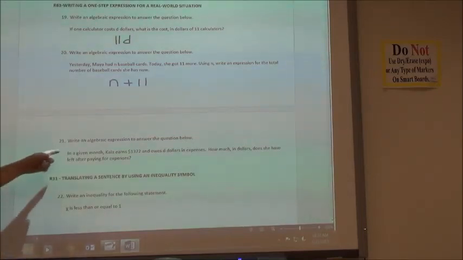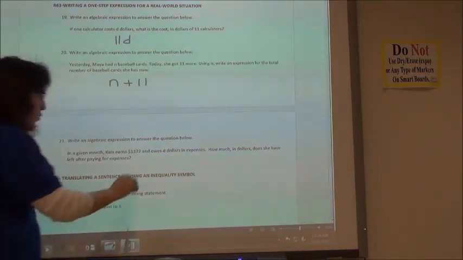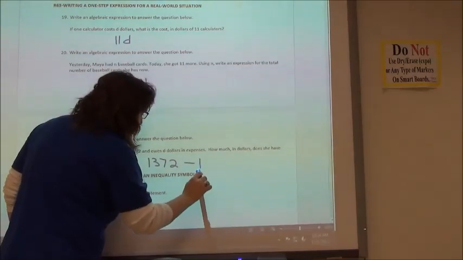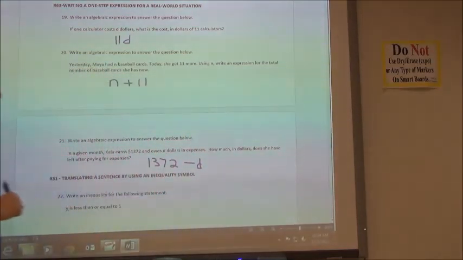So number 21 says, in a given month, Kayla earns $1,372 and owes D dollars in expenses. Maybe she has $100 in expenses. What would I do in order to find my answer? I'm going to subtract, right? So I had 1,372. I have to take away whatever I have in expenses. In this case, it's a D. And so 1,372 minus D would be my answer.